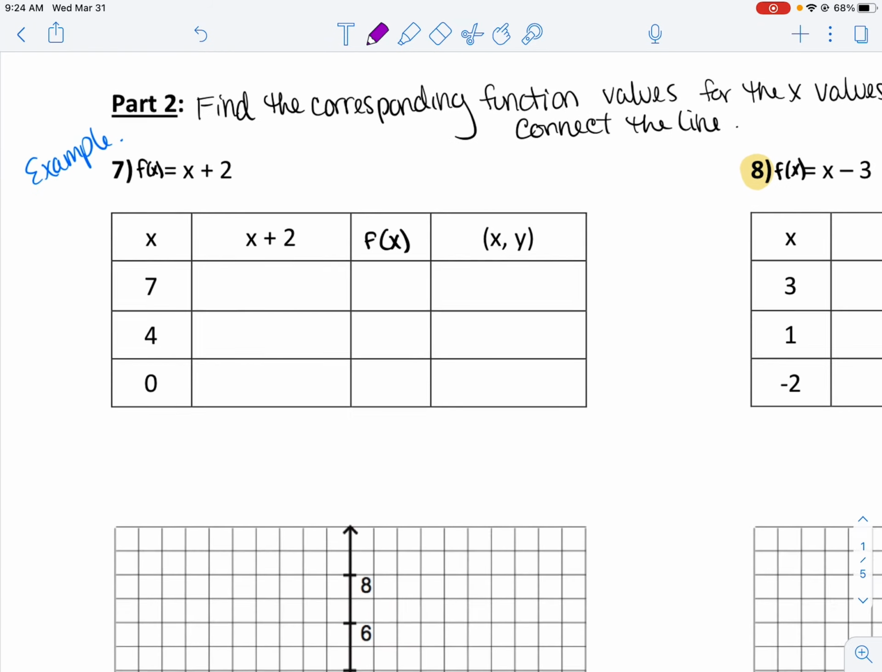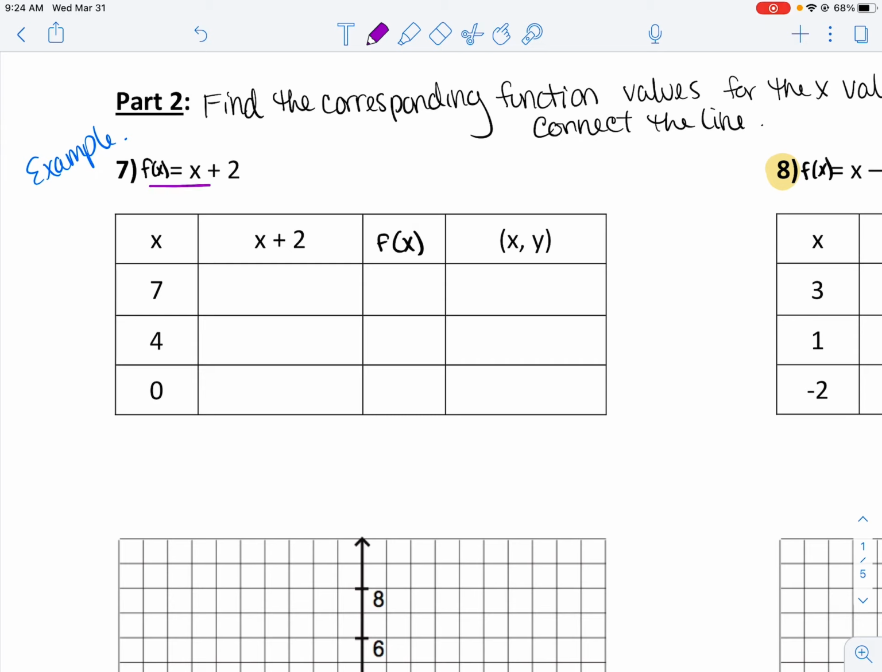So here, they've given you the function f of x equals x plus 2, and we need to find the corresponding function values for the x values given. So for 7, 4, and 0, we need to find the function values. First, we're going to find f of 7 by doing 7 plus 2, just like we worked on, which would be 9, and there we get the point 7, 9 on our graph. Then we want to find f of 4, which would be 4 plus 2. Well, that gives us 6, so we get the point 4, comma 6.